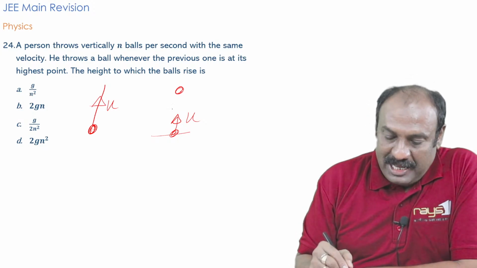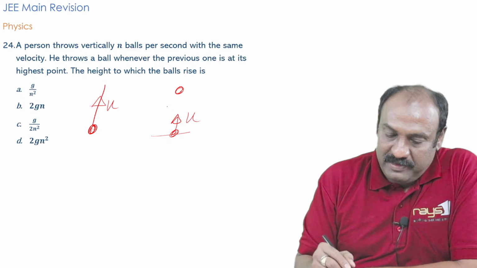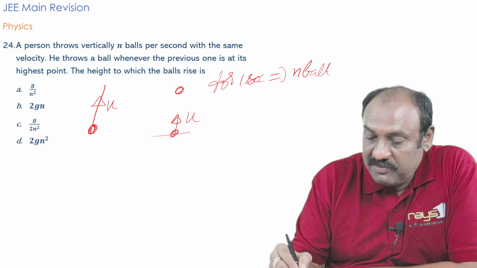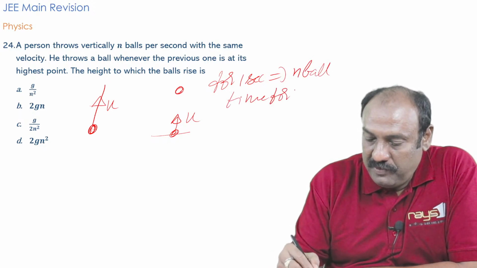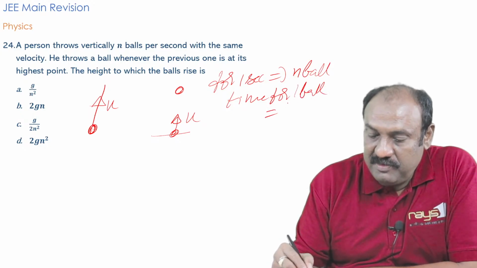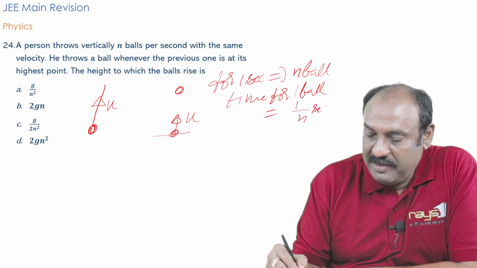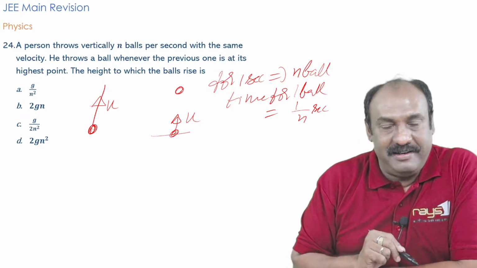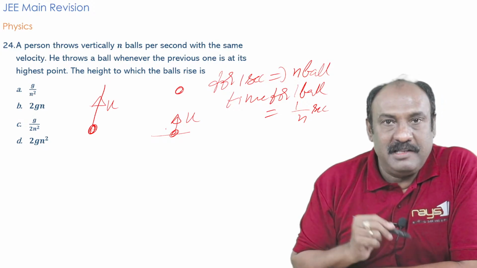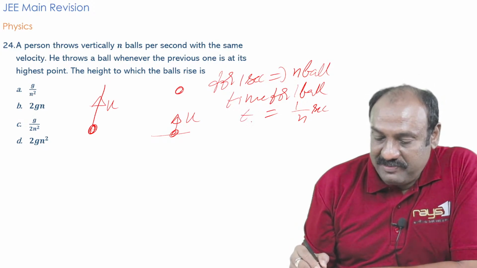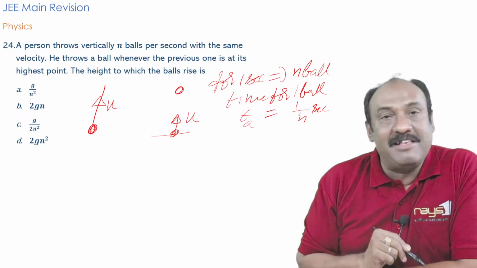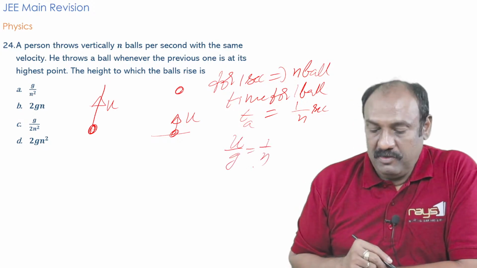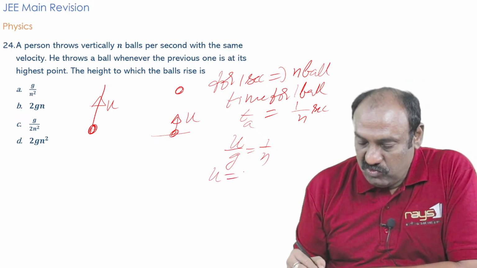So indirectly, for 1 second, how many balls are projected? n balls. So the time for one ball is 1/n second. The time taken by the ball to reach its maximum height is 1/n second, then only the next ball is ready to project. Indirectly, the time of ascent of each ball is 1/n second. What is the time of ascent? u/g equal to 1/n. So from this, u equals g/n.